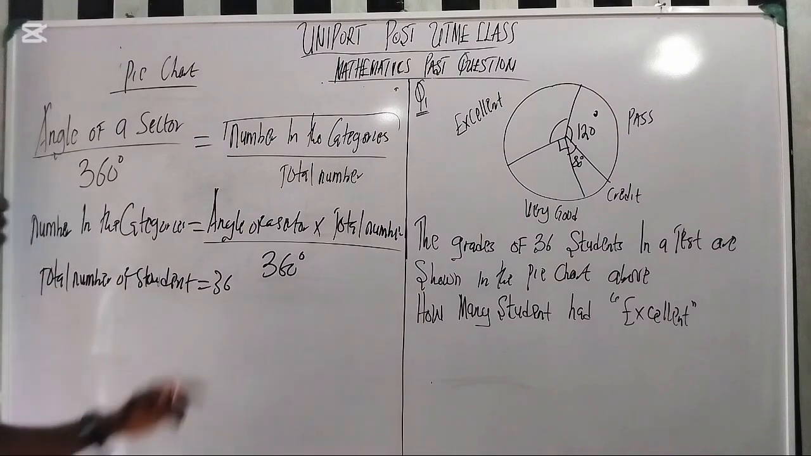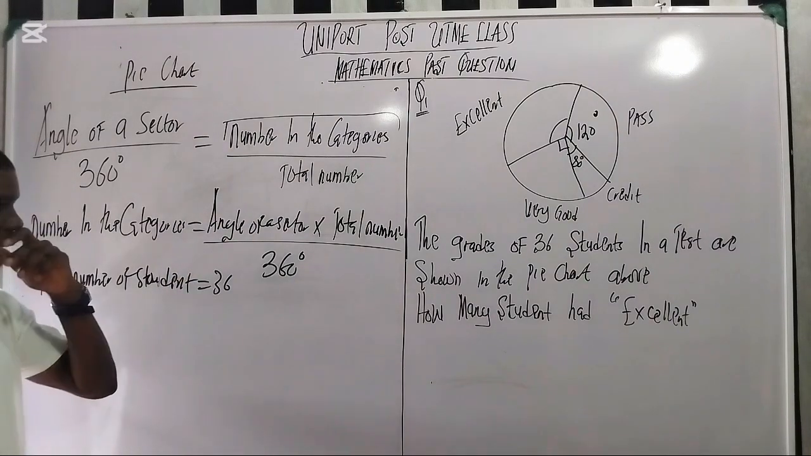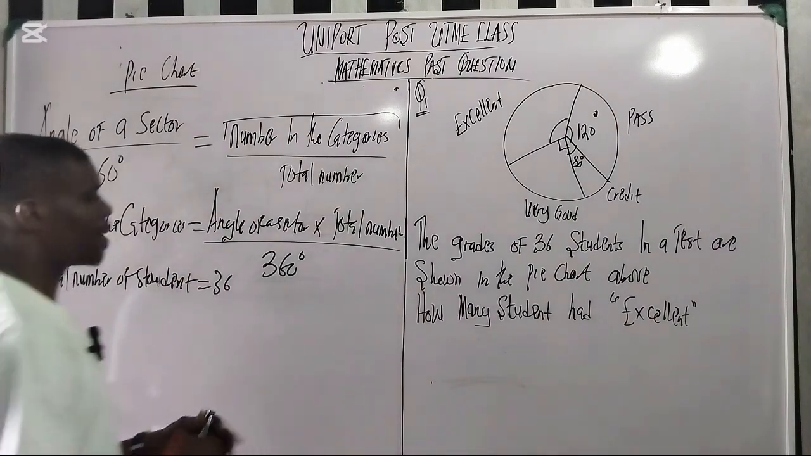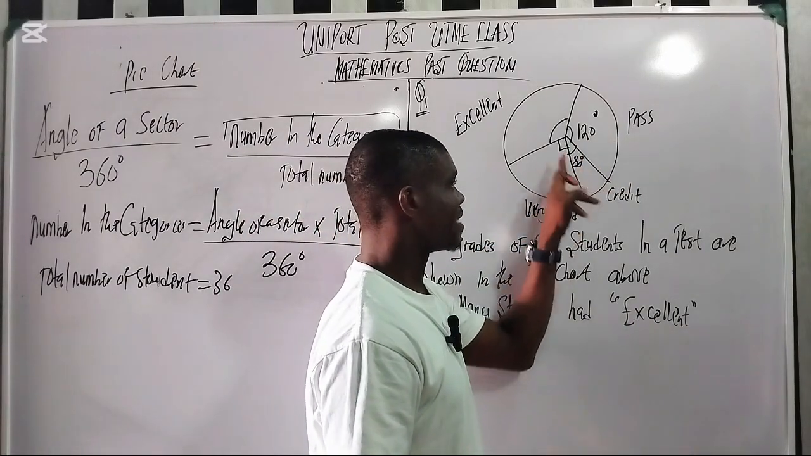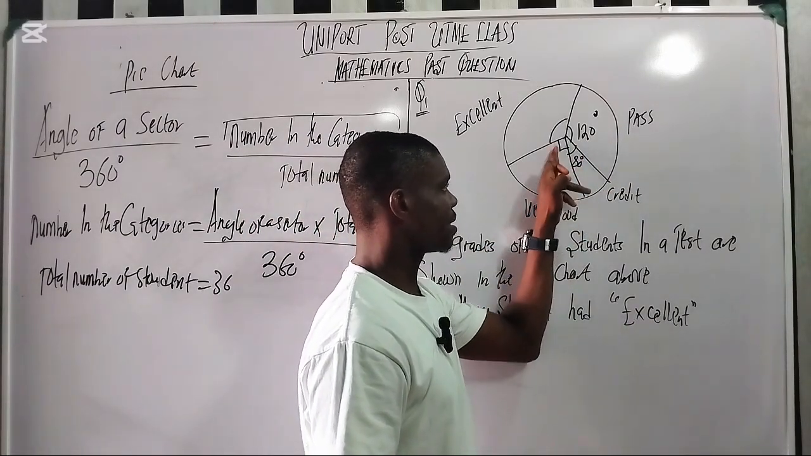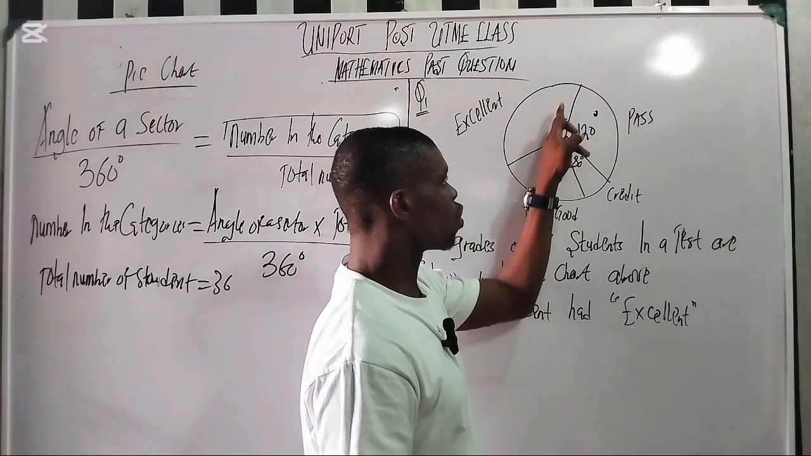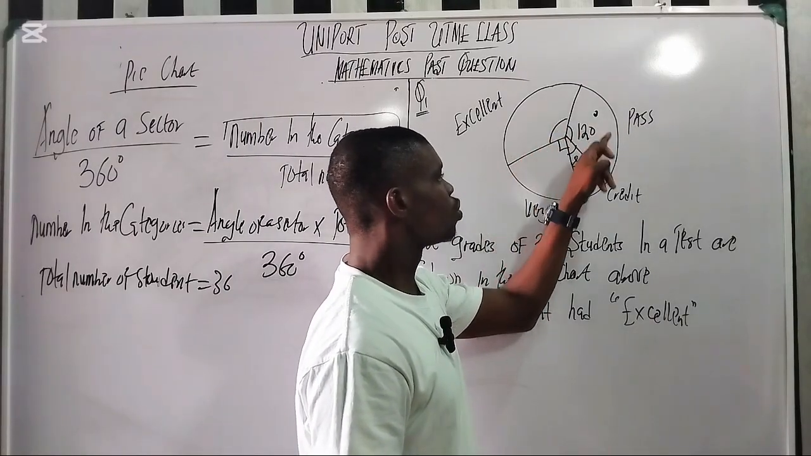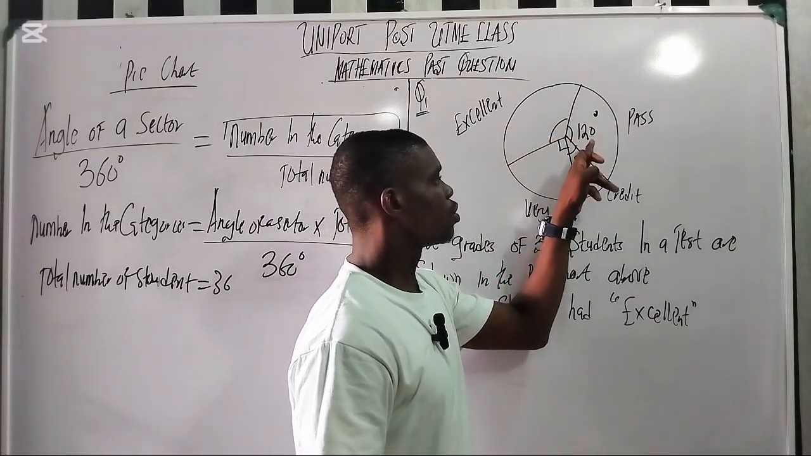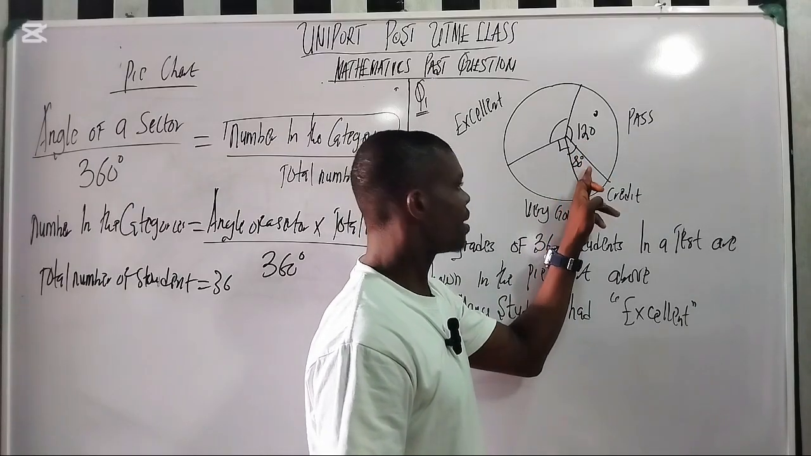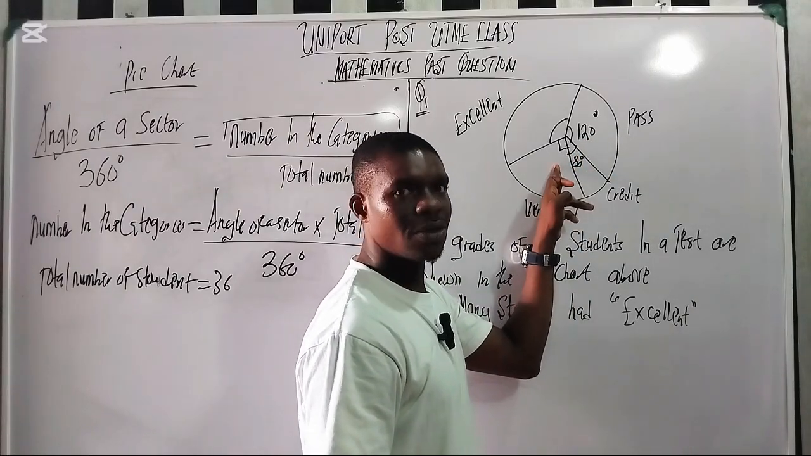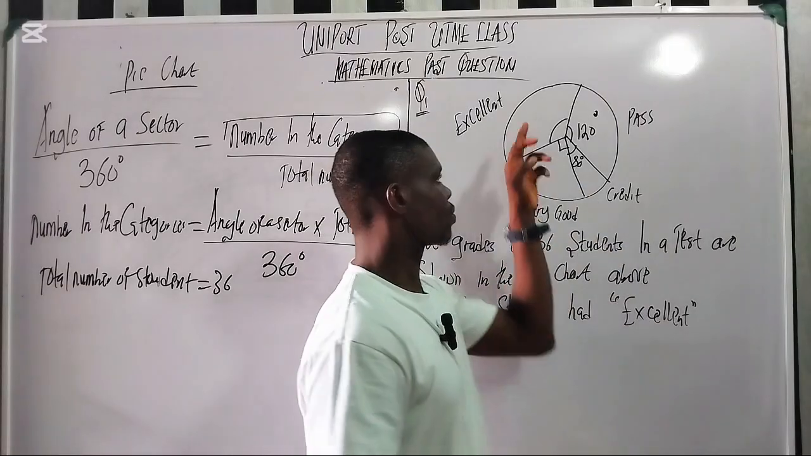Now look at the angle of a sector. How do you get the angle of a sector? Because I talk about excellence here. Remember, here is 120, here is 80, and this one you are seeing here is angle 90. How do you get this one? You add all these together, 120 plus 80 plus 90, and subtract from 360.